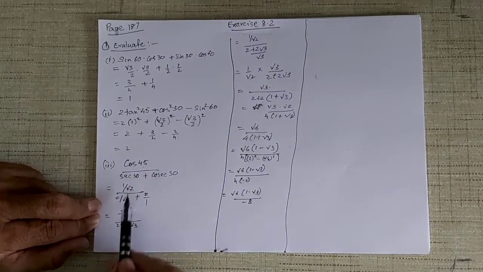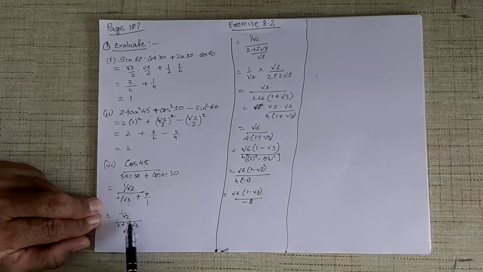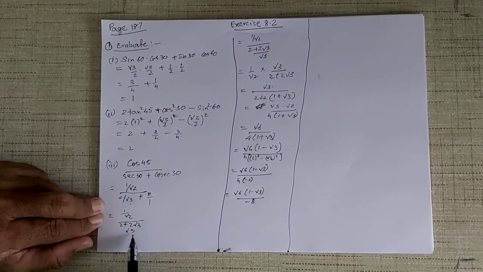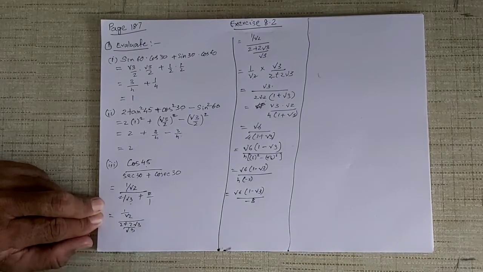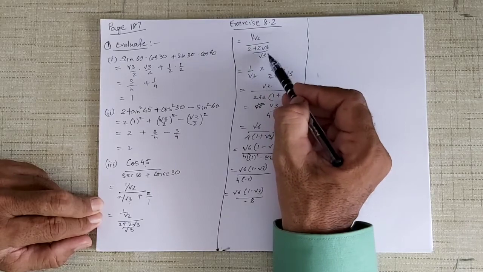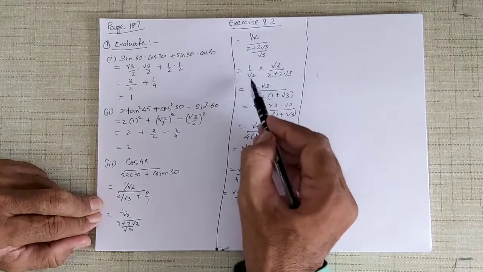So if you simplify this, 1 upon root 2, 1 upon root 2, and then this will be 2 root 3, 2 plus 2 root 3 upon root 3. Okay, here. And then if I reciprocate 1 upon root 2, 2 plus 2 root 3 upon root 3, so I get 1 upon root 2.